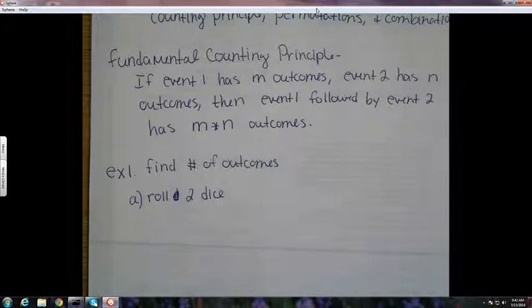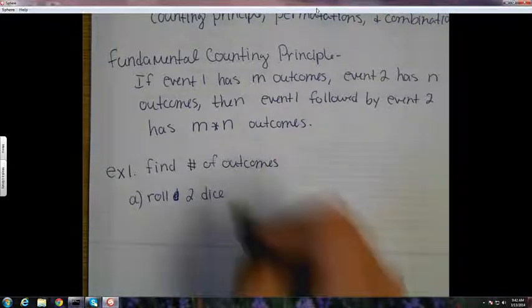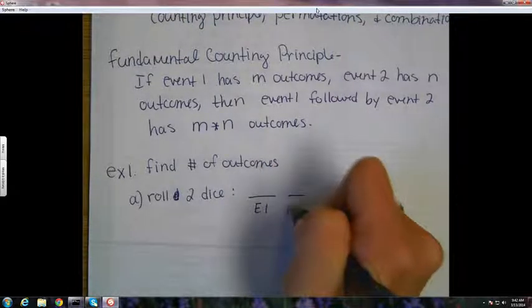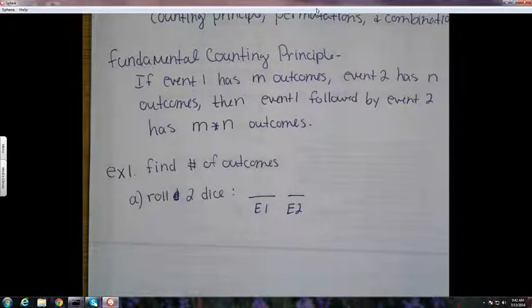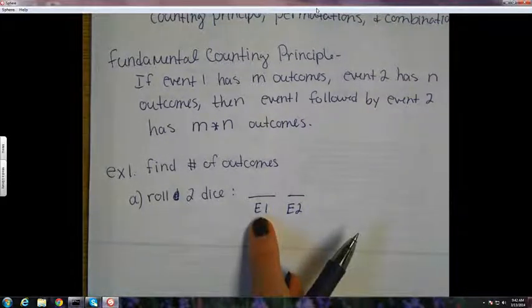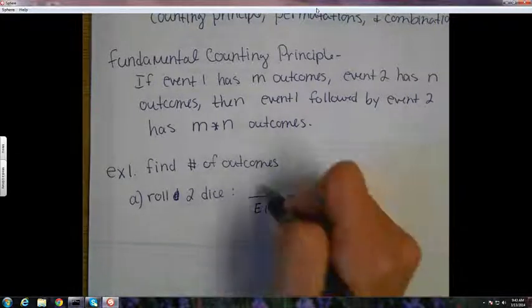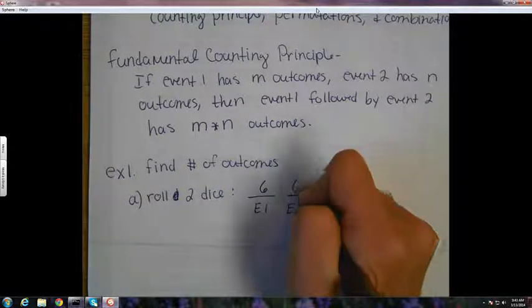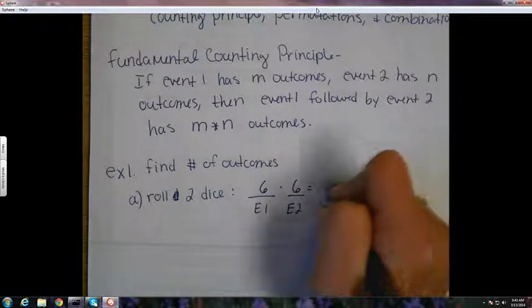Well, the way the fundamental counting principle works is I'm doing 2 events. Event 1 and event 2. I like to make little dashes. Event 1 is rolling a die. How many outcomes are there for rolling a die? 6. Second event I'm doing is going to roll a die again. How many outcomes are there? 6. If I multiply, that's where the 36 is coming from.